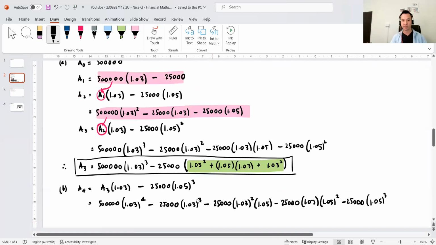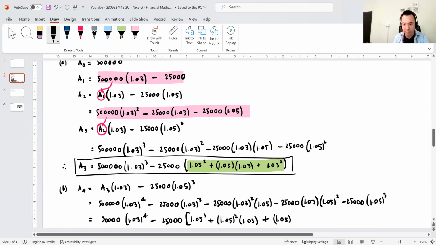Now, if I factorize that, you start getting the pattern. You go 500,000 times 1.03 to the 4 minus 25,000. Now, this one here, let's do what they did. I'm going to put the 1.05 up here, power of 3, so factorize it backwards. 1.05 squared, 1.03, sorry, that's a plus. 1.05, 1.03 squared plus 1.03 cubed. Now, this is nice. Once you get there, you can see the pattern.